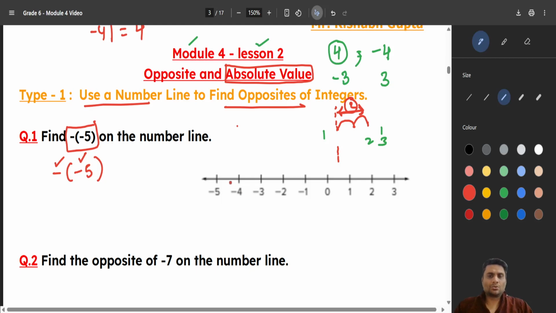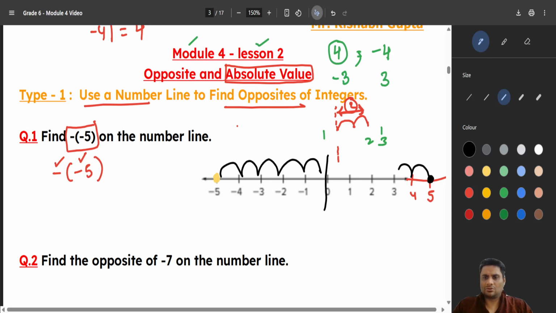Okay, so now there are two ways. First of all, you can put minus 5 on the number line. Here I have minus 5, and as I know, the opposite of minus 5 will be plus 5. So I have to stretch the number line to 3, 4 and 5. The opposite of minus 5 will be here, plus 5, right? We can check the distance also from 0: 1, 2, 3, 4, 5 here, and 1, 2, 3, 4, 5 here, right?